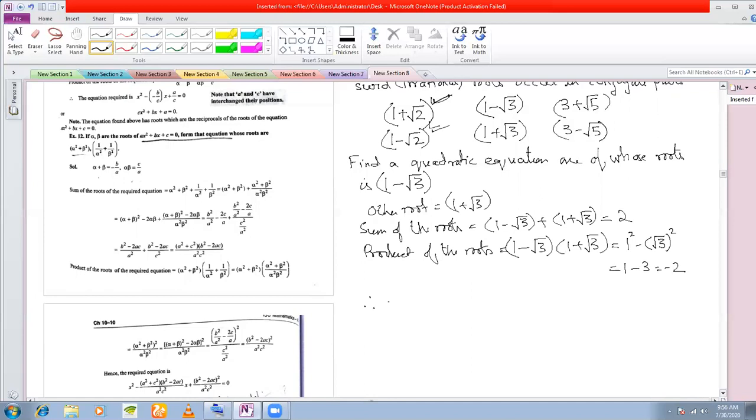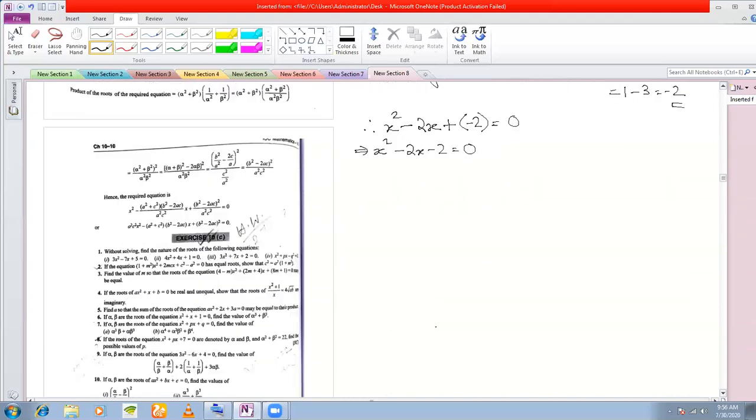Therefore, what is the quadratic equation? x square minus (sum of the roots) x plus product of the roots. Sum of the roots is 2, so minus 2x, and the product of the roots is minus 2, so minus 2 equal to 0. Therefore, the required equation is x square minus 2x minus 2 is equal to 0.